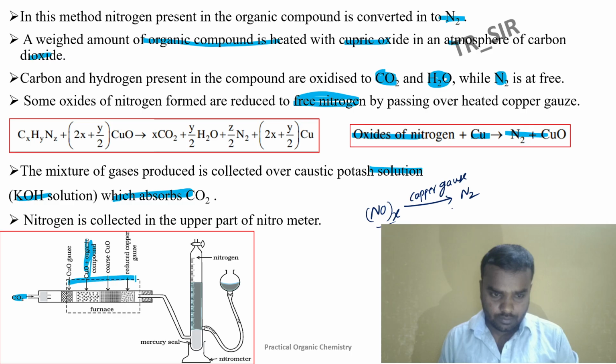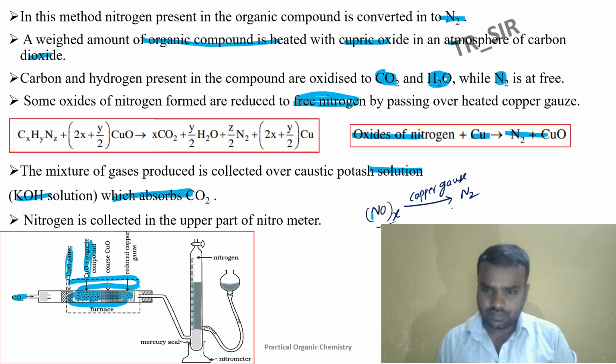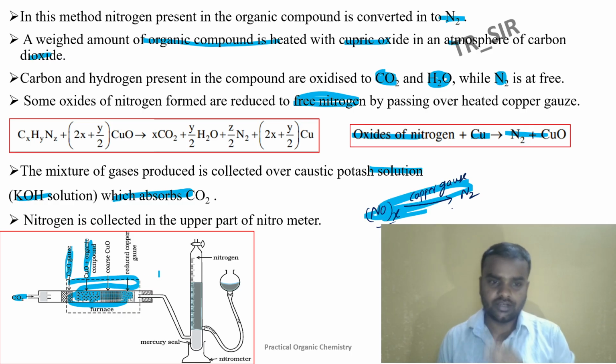This entire tube will be the furnace. Now here we have copper gauze. You know what the copper gauze will do? It will carry out this kind of process: conversion of unwanted oxides into N2.